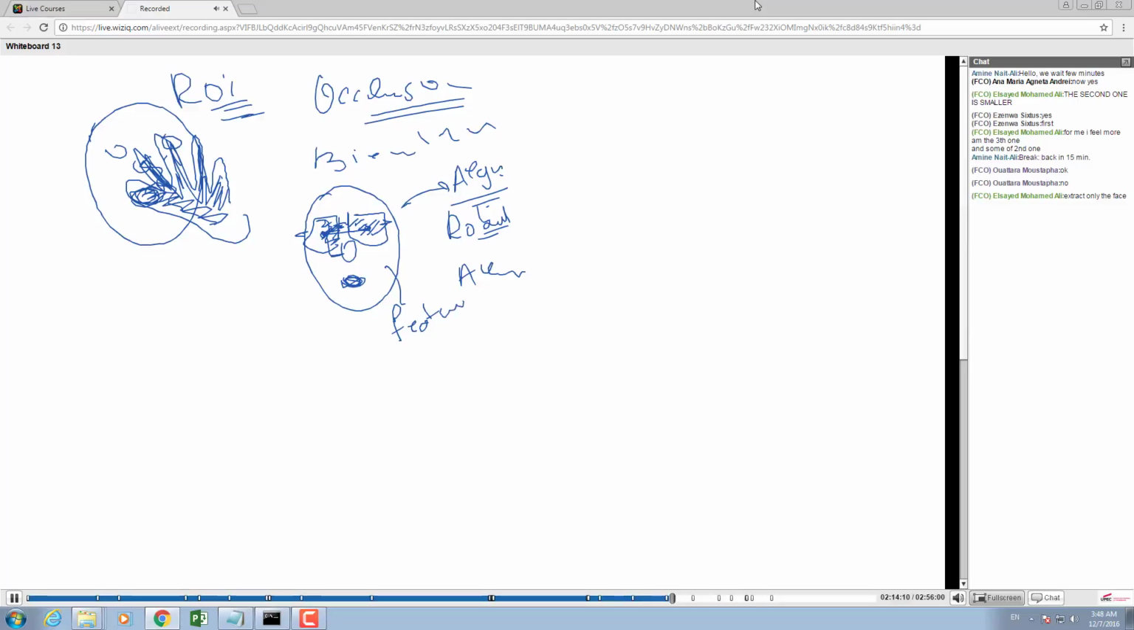Because for some algorithms, it's okay. Some algorithms are robust. Even with glasses, we can recognize the person a little. Some other algorithms are very sensitive, because it depends on what features you will extract. Okay? So give me another case of occlusion.